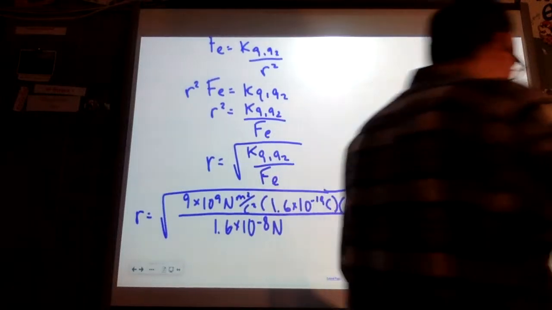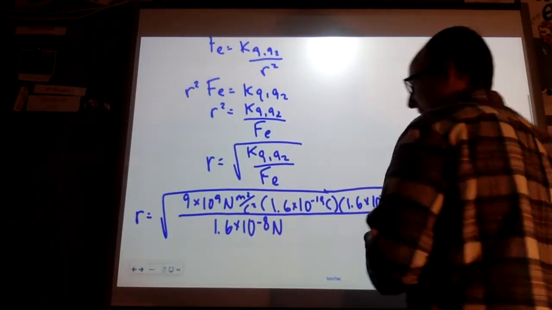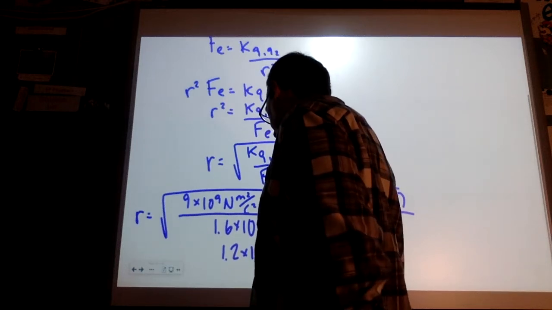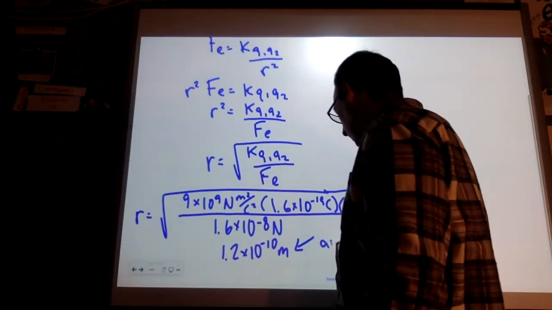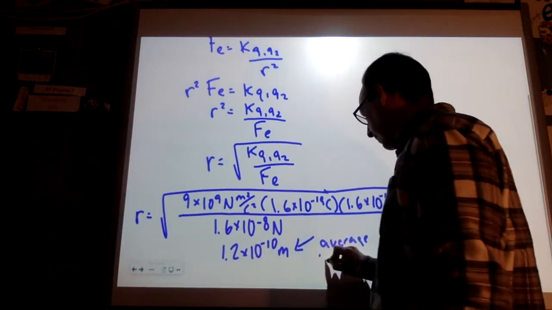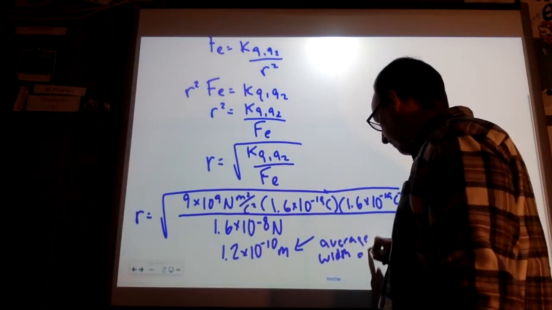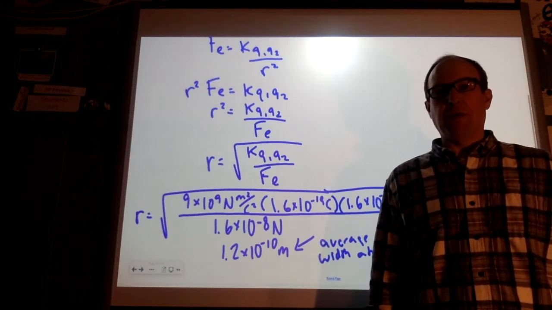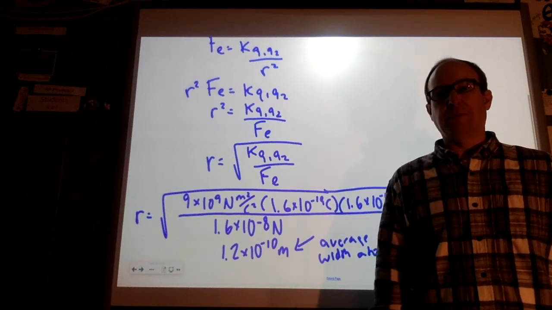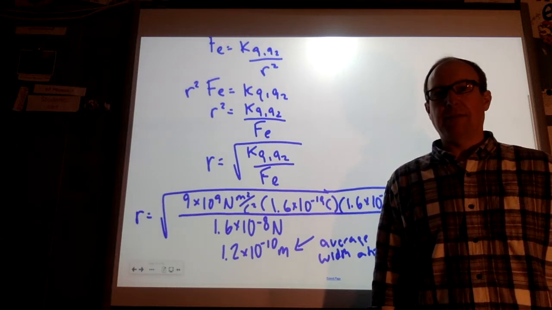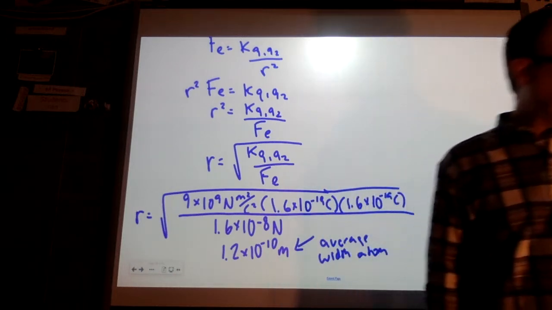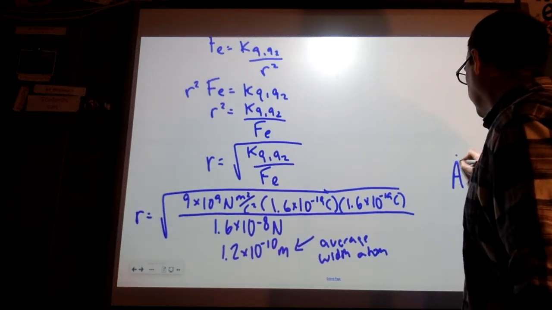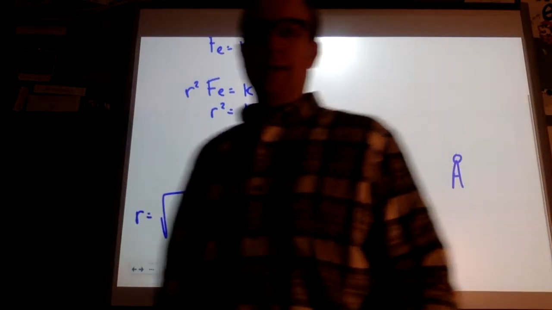And I get 1.2 times 10 to the negative 10. And that's our average atomic width, right? It's of the order of 10 to the negative 10th, an angstrom. You ever see that? That's an angstrom.